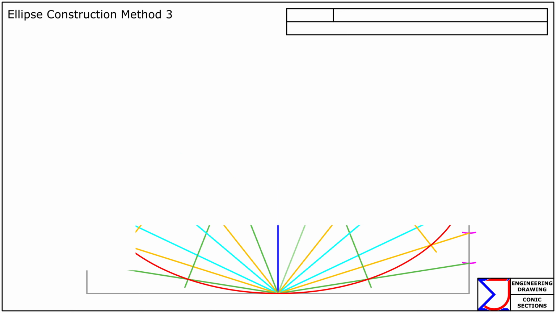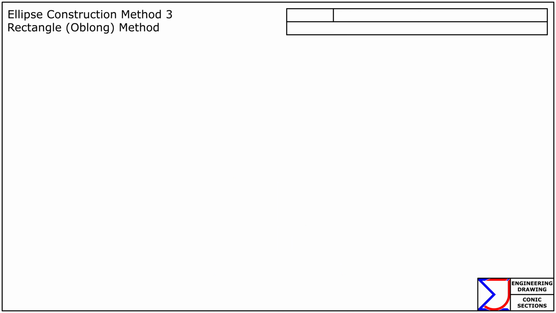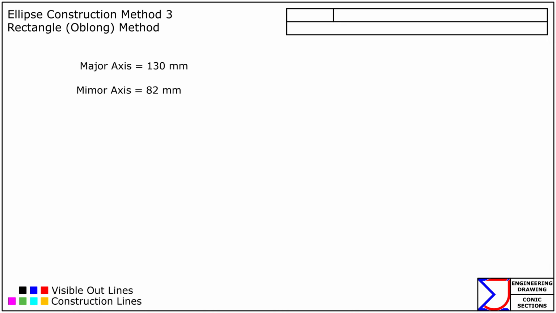Ellipse construction method 3. Finally, let's move on to the rectangle or oblong method for constructing an ellipse with a major axis of 130 mm and a minor axis of 82 mm.